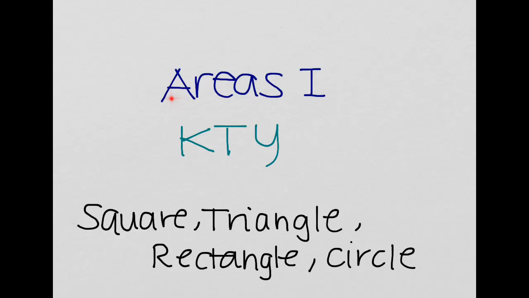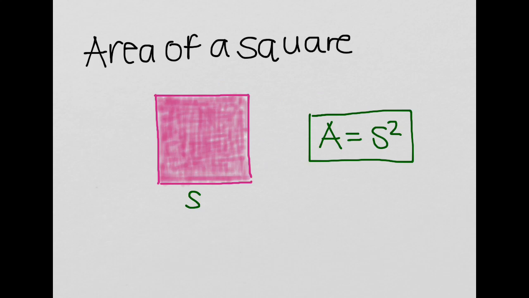Hi, today we're going to be talking about the areas of the square, triangle, rectangle, and circle. Let's get started. So the area of a square is basically A is equal to S squared, and S is the side length of a square. So it's the side length times the side length, or the side length squared.